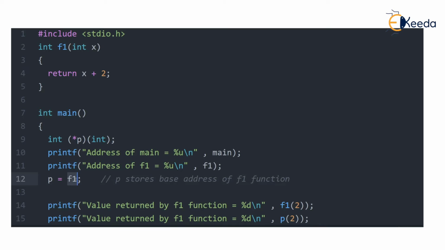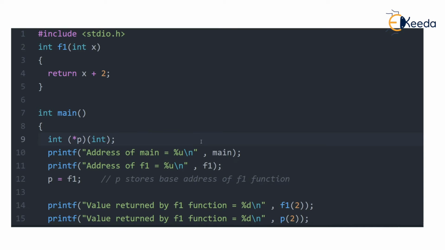The last two lines obviously return 4 4, and these lines are printing address of main and address of f1. So if the main is stored at address 100, if f1 is stored at address 200, outputs will be 100, 200, and then 4 4. Let's see what's the output of this code by executing it.